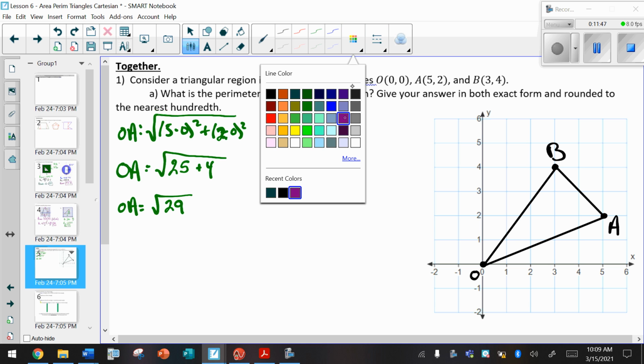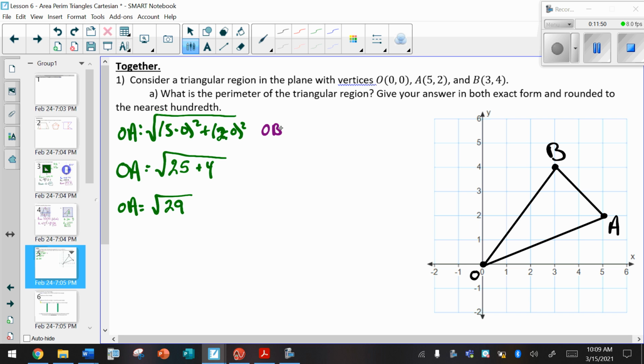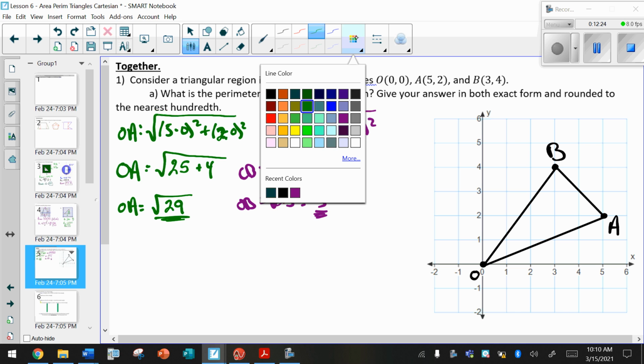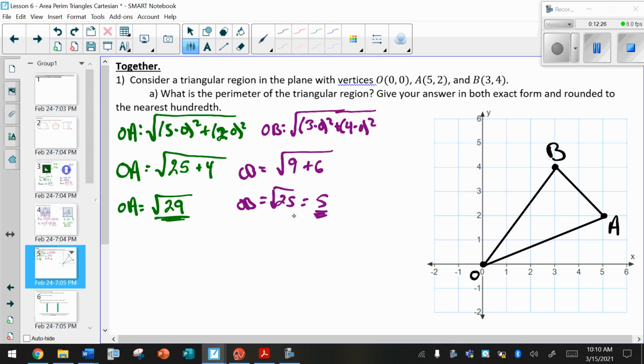Okay, so now we'll do the length of OB. So that'll be 3 minus 0 squared plus 4 minus 0 squared. So that's going to equal 3 minus 0 is 3, squared is 9. 4 minus 0 is 4, squared is 16. 9 plus 16 is 25. And the square root of 25 is 5. So that's nice. Worked out nice and neat. And then our third side, which would be AB.